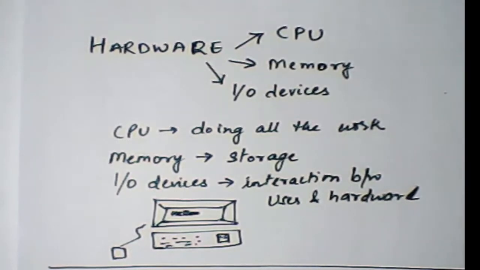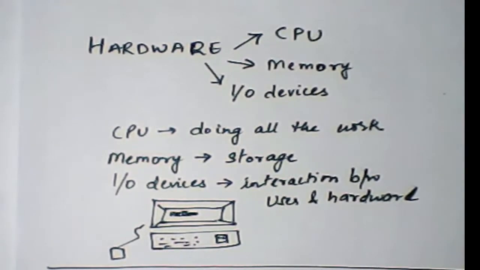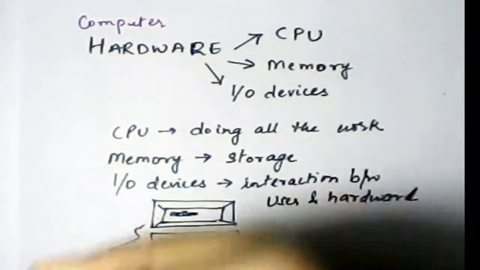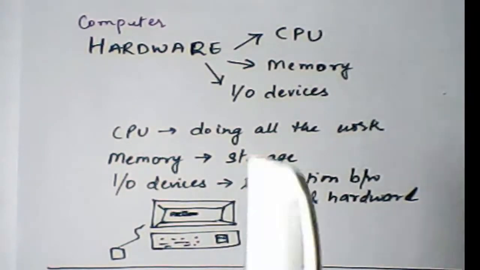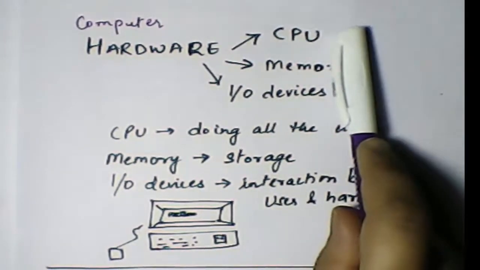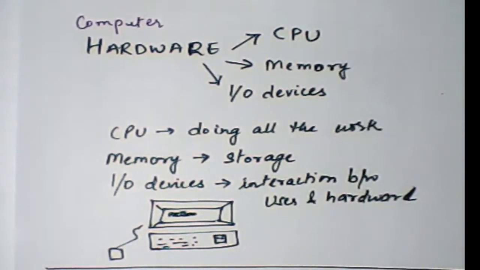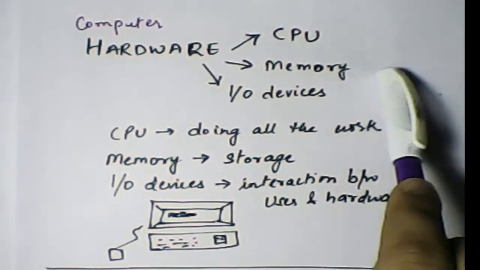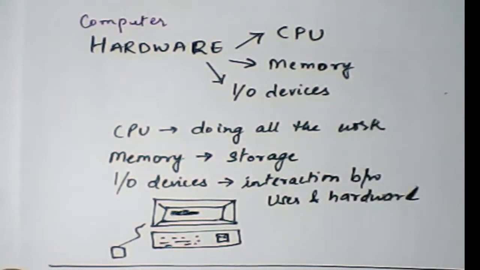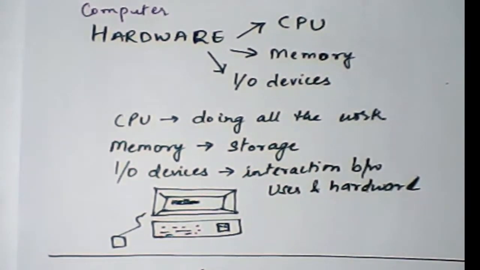Let's understand what is a hardware. What are we talking about when we are saying computer hardware? So computer hardware has three basic components. One is CPU, the processor, which is doing all the work. Then there is memory. Memory is for storing the data. And I/O devices, the input-output devices. Input-output devices is basically for effective interaction with the user.